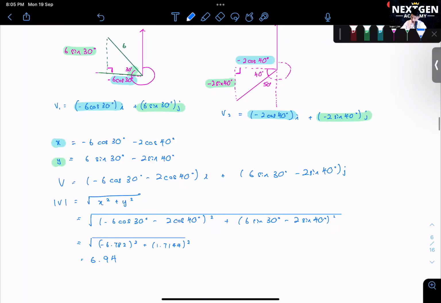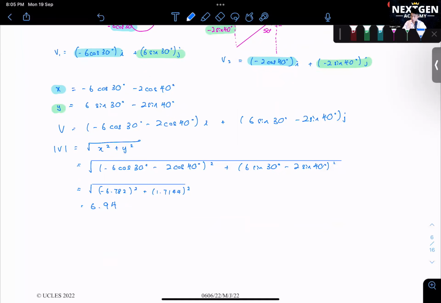All right, so the bearing, we just need to draw it out again. We know what our x direction is, what our y direction is. Maybe this will be better for us to find the value, because I don't know the resultant of negative 6 cos 30 degrees, negative 2 cos 40 degrees. You see, I calculated here: this was negative 6.782, and this one is positive 1.7144. Why is it important to know this final value? Because I need to know whether it's going left, up, down or right, and I need to sketch it out. By just looking at this expression, I don't know.